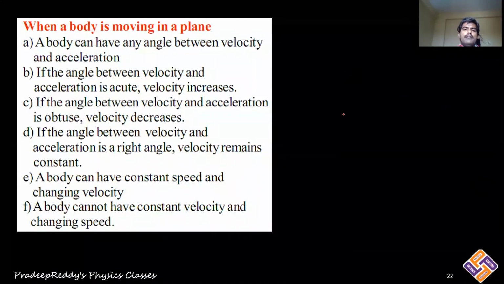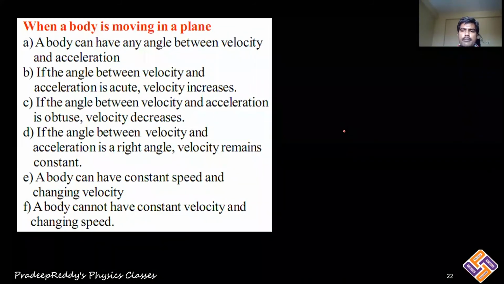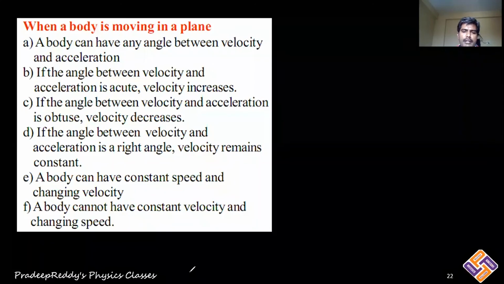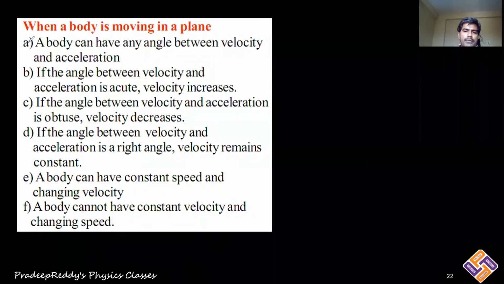Students, when the body is moving in a plane, you need to keep these concepts in your brain. One by one, I'll explain to you. Keep them in your mind. This is the first one, right? Check it out. A body can have any angle between velocity and acceleration. That means the velocity vector and acceleration vector can have any angle. Always it may not be 0 or perpendicular, it can take any value. So that is point number 1.